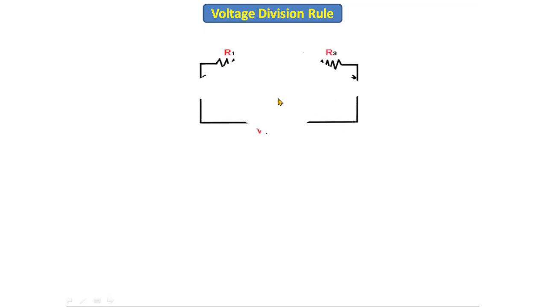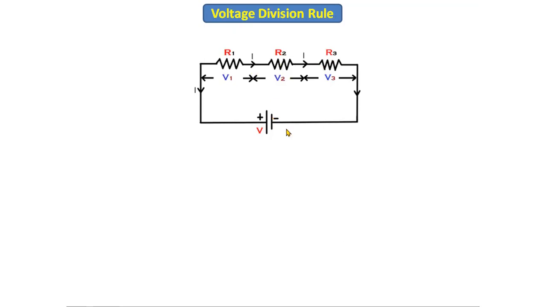Let's see one circuit which has three resistors, R1, R2, and R3, connected in series, and V is the voltage source. V1 is the voltage across R1, V2 is the voltage across R2, and V3 is the voltage across R3. In series, voltage divides. These V1, V2, V3 are the dividing voltages, simply the voltage drops. By using this voltage division rule, we will find V1, V2, V3.